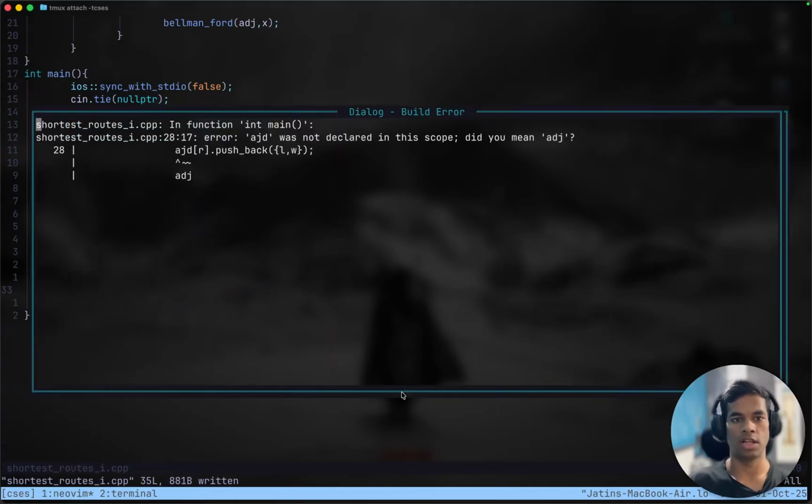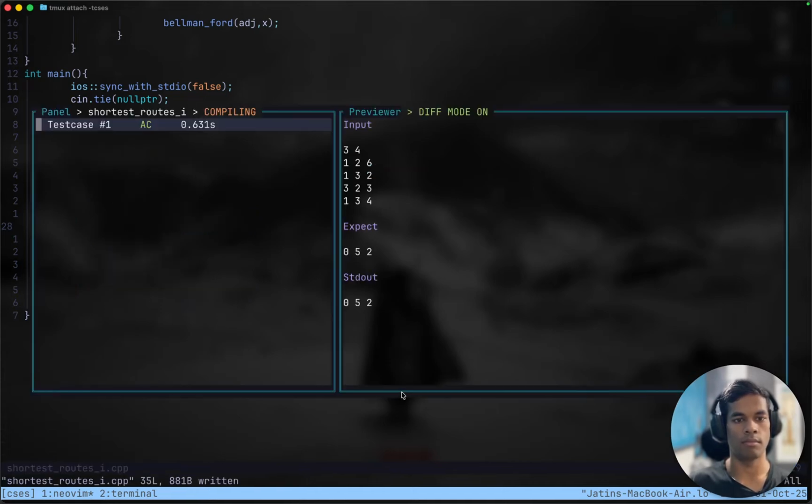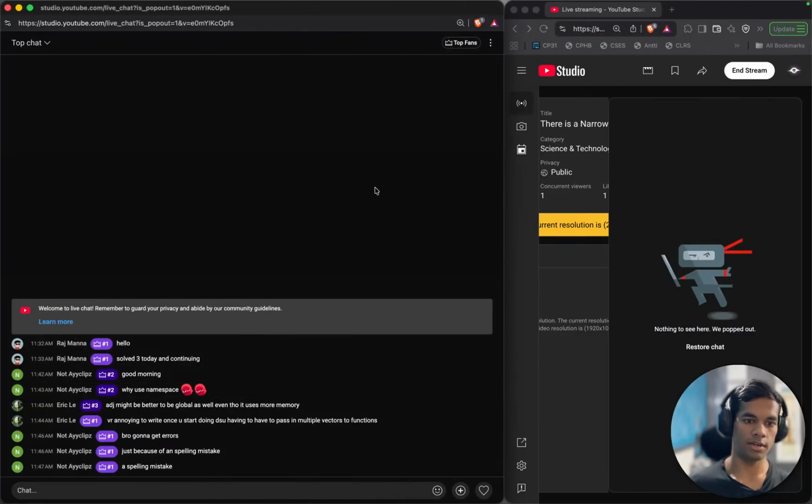Should work. Okay, I messed up here. This should be adj, and that does work. We can just submit it and it is going to work.